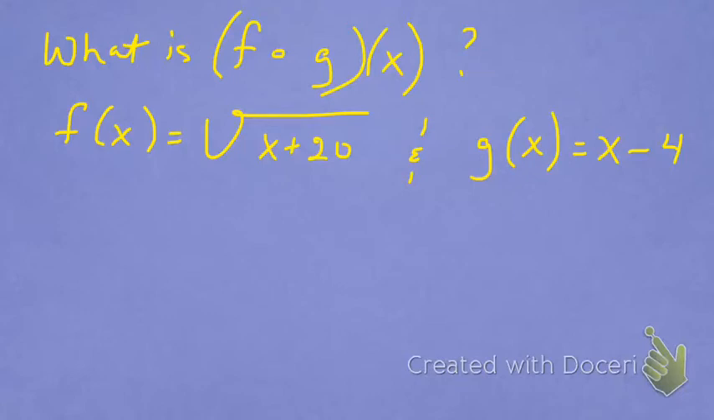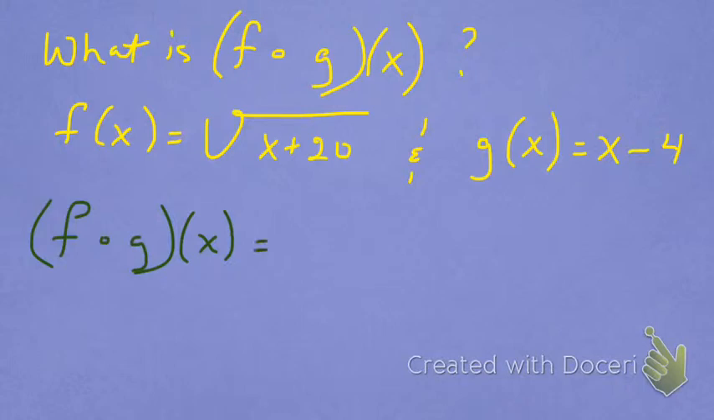Into the fog you go. I want to know, what is f of g of x? You know, f of 2 would be easy, because you would take a 2 and you would plug it in. That's not what we have. F of g, that means we're going to take g of x and plug it into f.